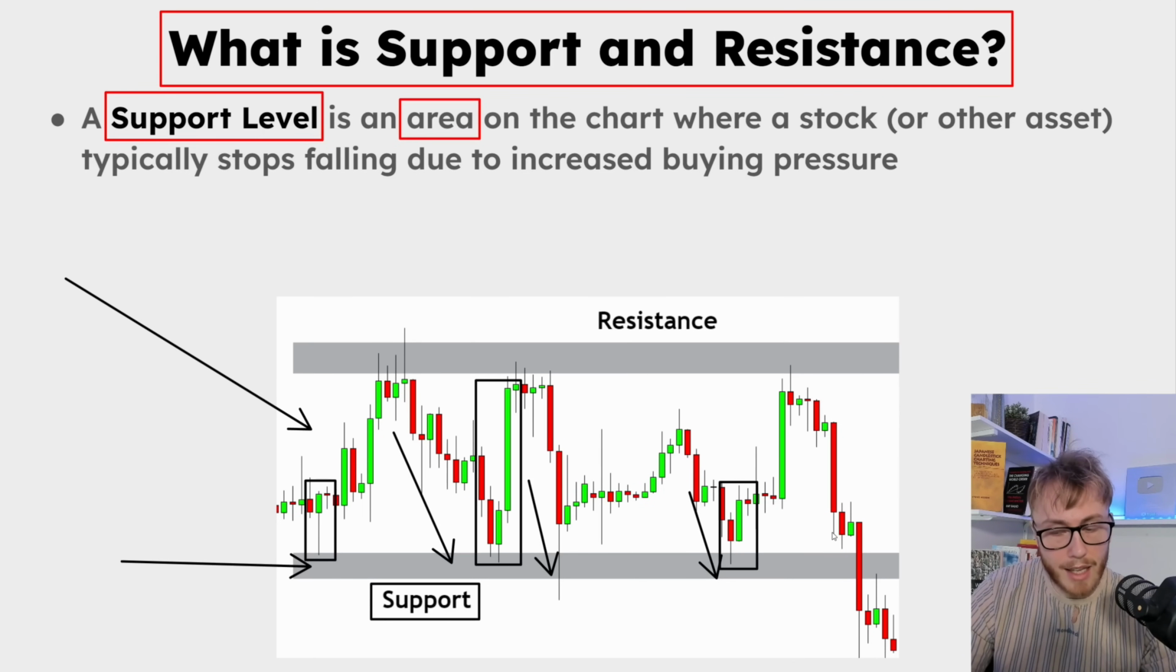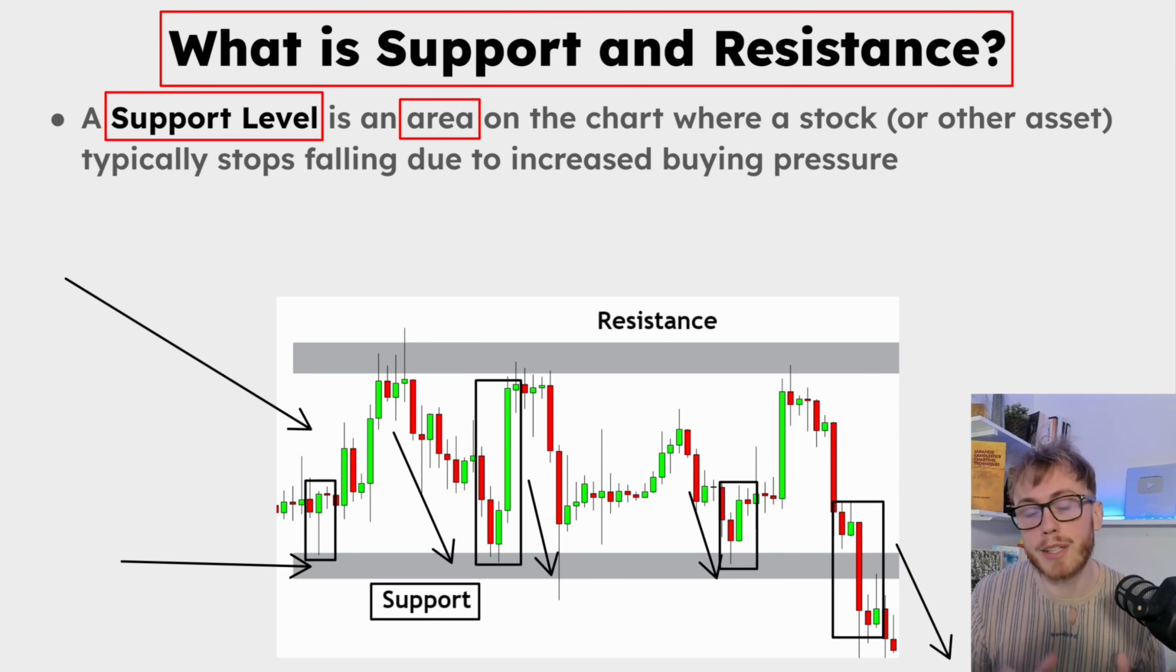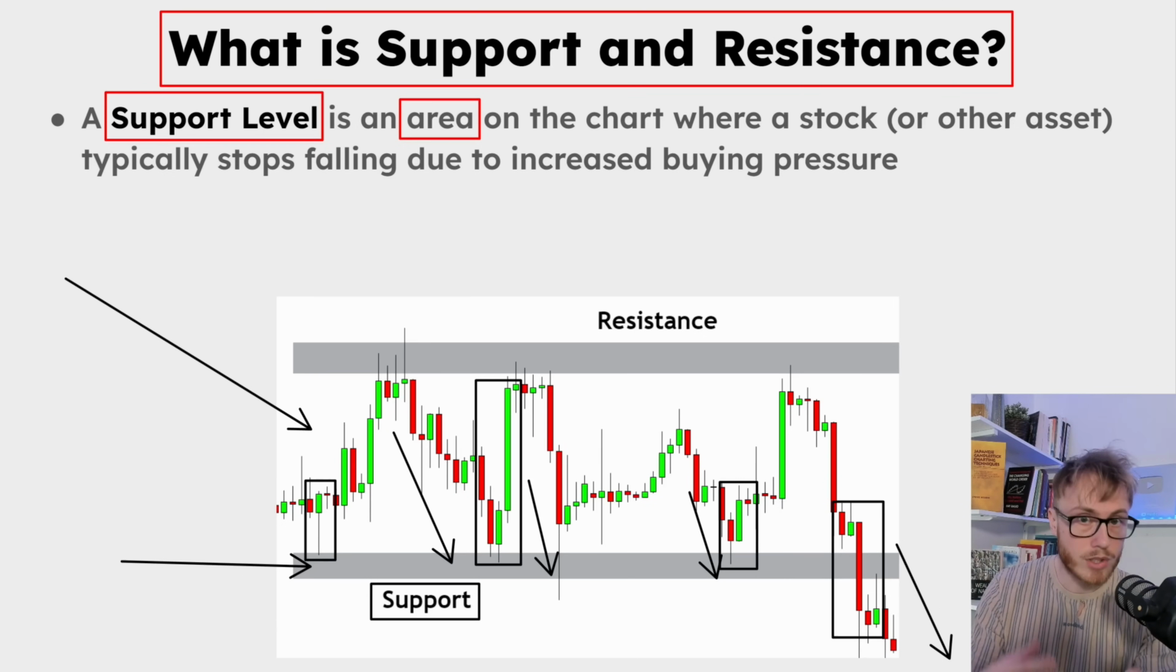But if you take a look at the last test here, you can actually see that this right here was where the support level broke. And when a support level breaks, this can many times lead to a strong movement towards the downside. And we will talk more about this later on in this course. But for now, you only need to know that a support level is a level where the price typically stops falling. But of course, support levels will eventually break.